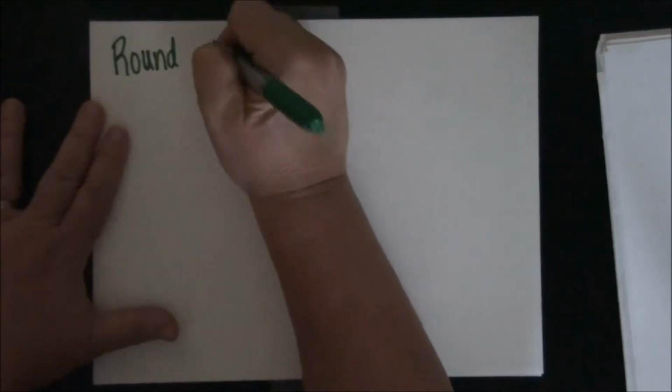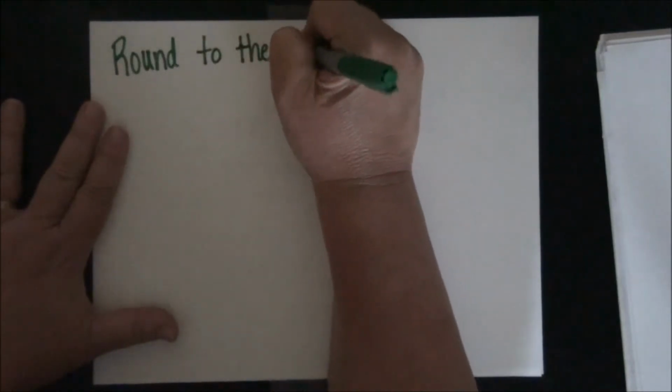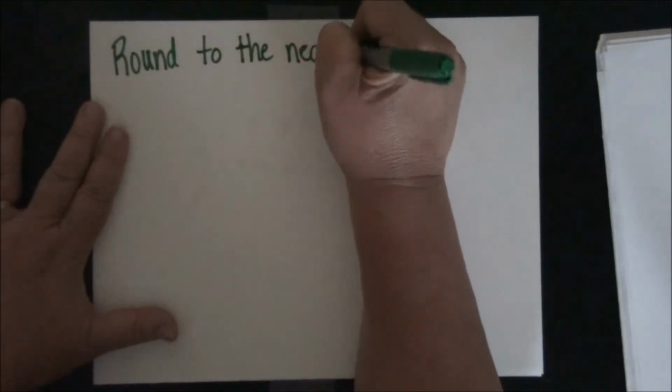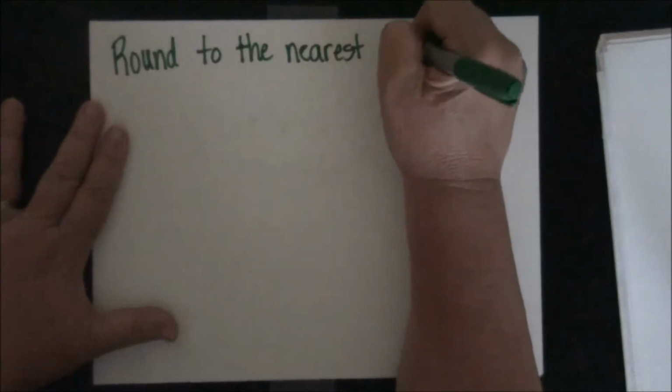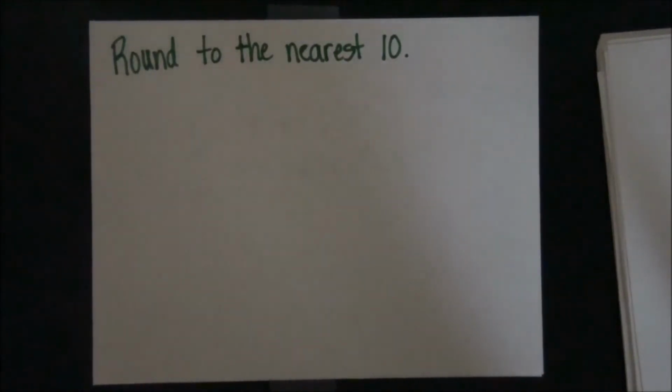Okay, so when the directions say round to the nearest 10, always read your directions so you know what you're rounding to. Because you will have different size numbers, especially on tests. They like to do that to you. They tell you to round to the nearest 10 and then they give you like a 7-digit number. So you got to watch out for that.